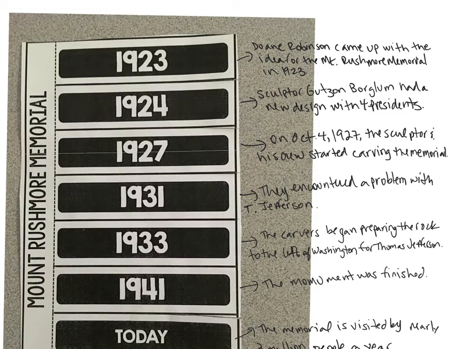Under 1924 flap, write sculptor Gutzon Borglum had a new design with 4 presidents. Pause to write this sentence and then play back. Under 1927 flap, write on October 4th, 1927, the sculptor and his crew started carving the memorial. Under the 1931 flap, write they encountered a problem with Thomas Jefferson. Remember, you can always pause if you need to and complete the sentence.